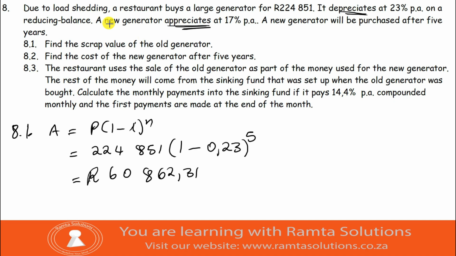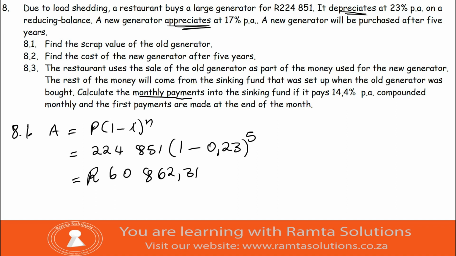The rest of the money will come from the sinking fund that was set up when the old generator was bought. Calculate the monthly payments into the sinking fund. So this means you're looking for x into the sinking fund if it pays 14.4% per annum, compounded monthly, and payments are made at the end of each month.